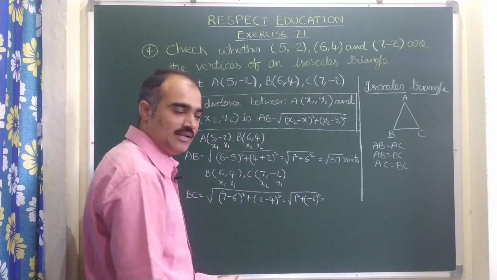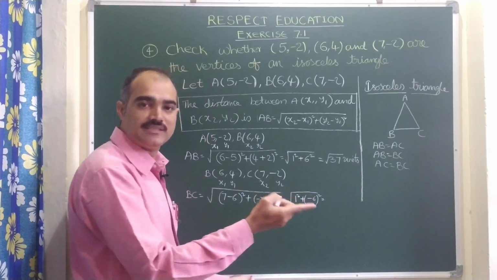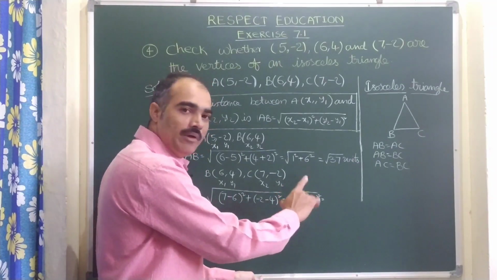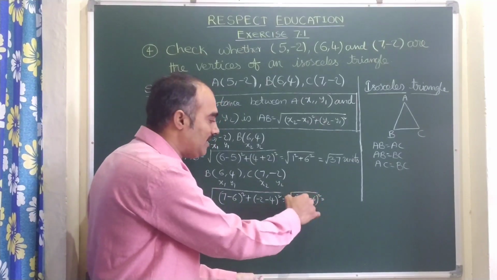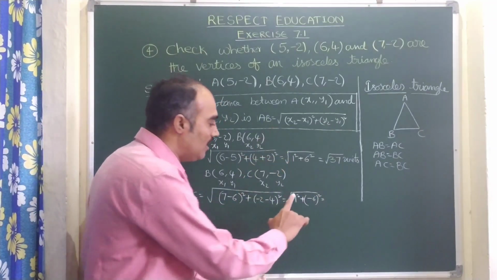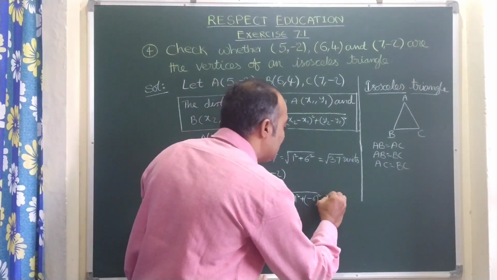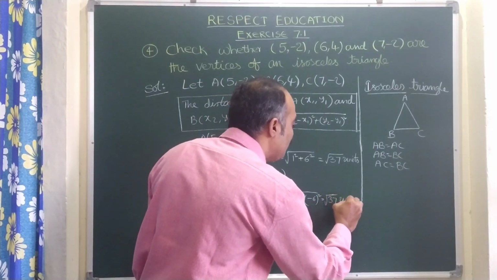1 square is 1. Minus 6 square is plus 36. It is minus 6 into minus 6. Minus into minus becomes plus. So minus 6 square is plus 36. 1 plus 36, this is also root 37 units.